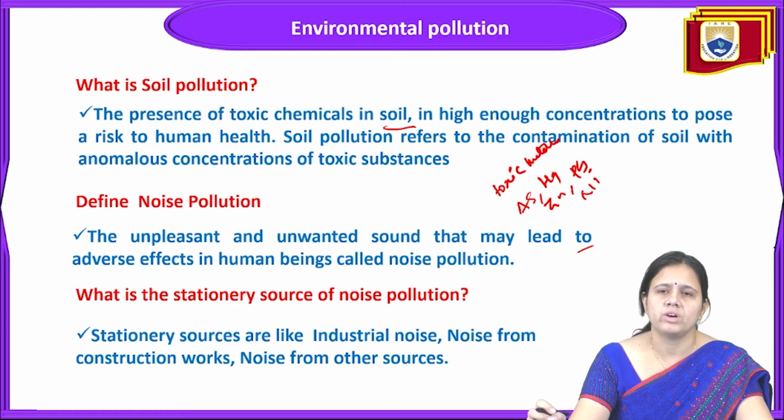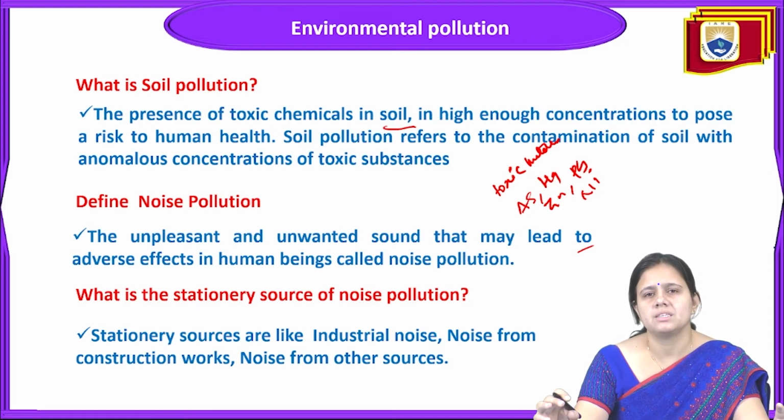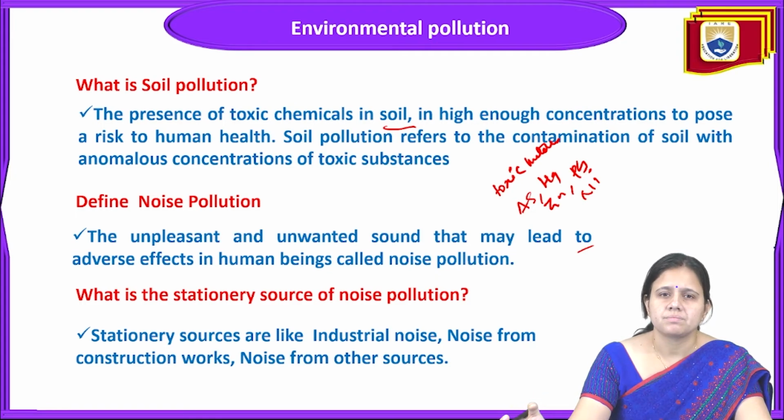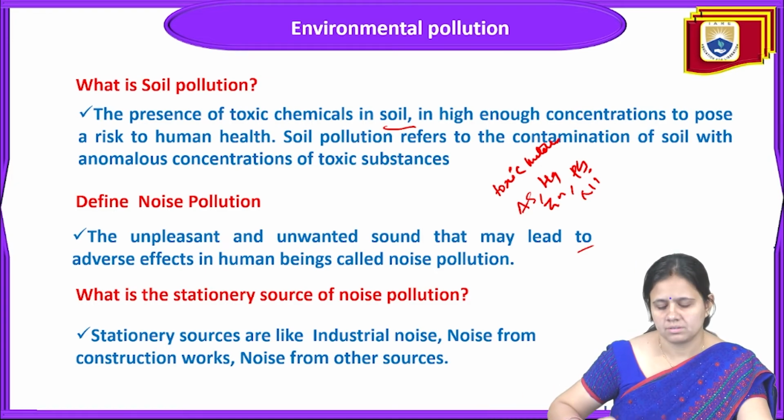Sources of noise pollution are of two types. First is the stationary source and then the mobile source. A stationary source is one present at one place, and a mobile source is one that is moving. Examples of stationary sources are noise from industries, noise from construction activity, any highway work. These are called stationary sources. And mobile sources are things like horns from vehicles. You can say that this is a mobile source of noise pollution.